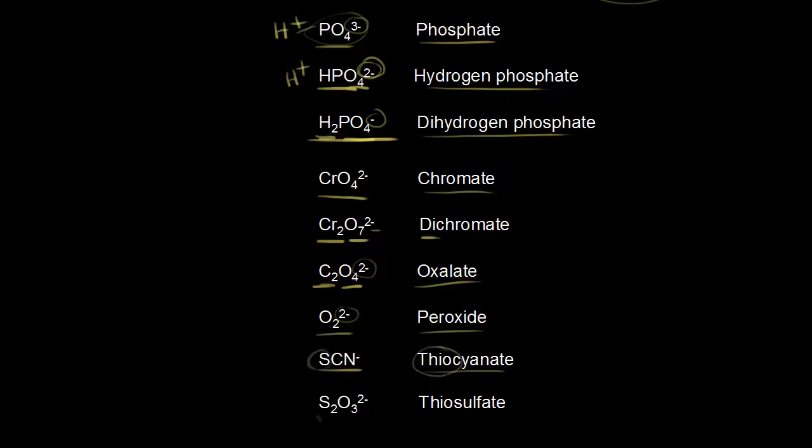For our next one, we have sulfur present again. It's S2O3 2-, and this one's called thiosulfate. So you might see a few additional polyatomic ions in your class, but these are the ones that you see most frequently. So make sure to memorize your polyatomic ions.